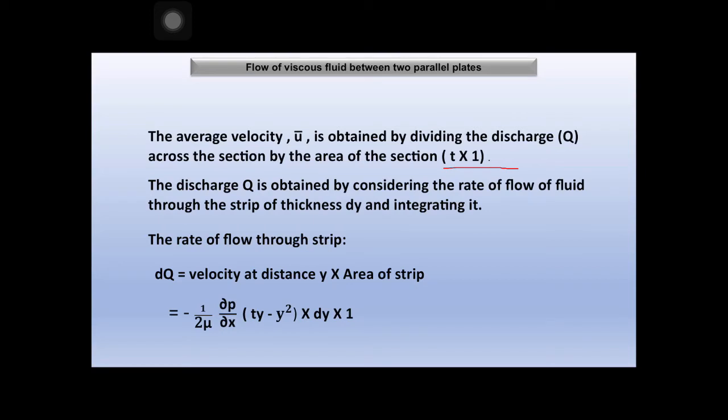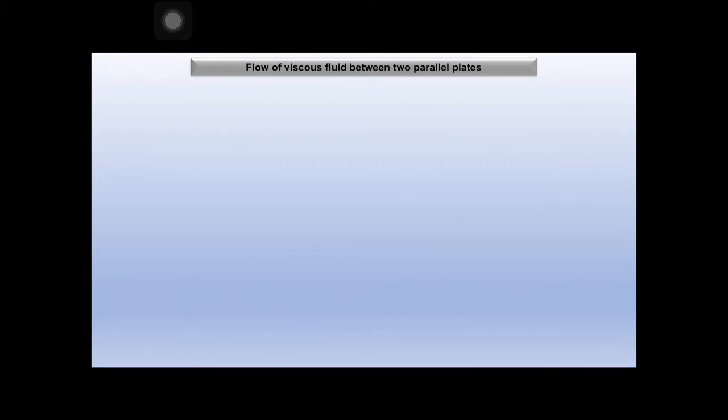So velocity at a distance y we will get by the equation of velocity distribution. We will substitute this equation in this, and we will get dq equal to minus 1 by 2 mu into delta p by delta x in the bracket (ty minus y square) into delta y into 1. Delta y into 1 is nothing but the area of the strip. Upon solving this, we got the discharge through the small strip.